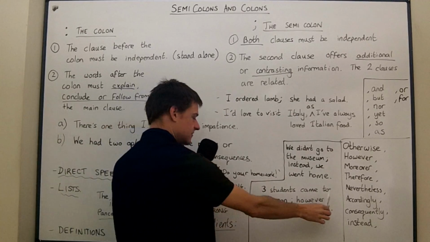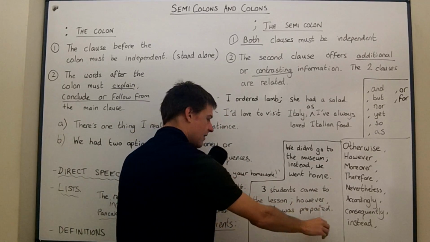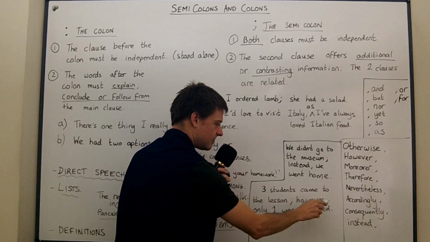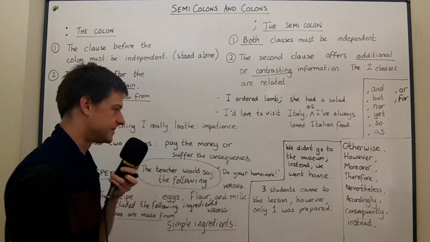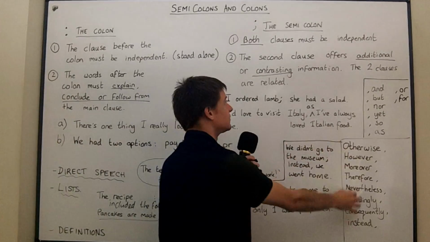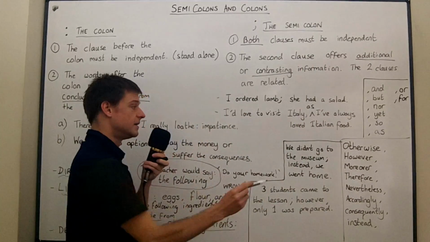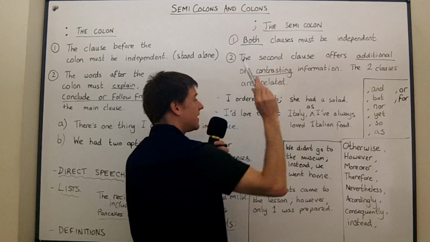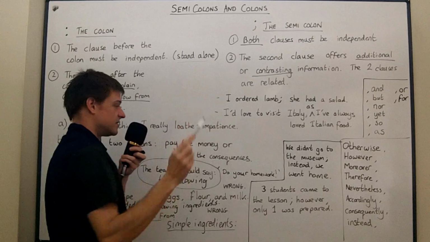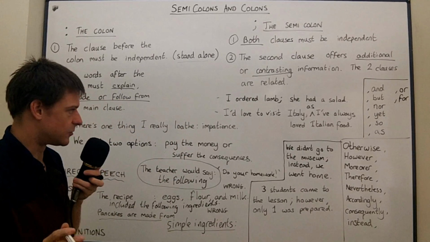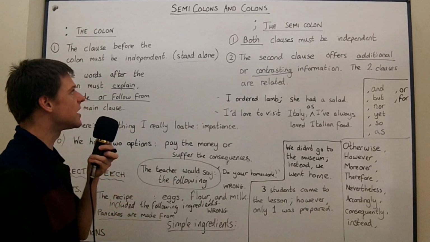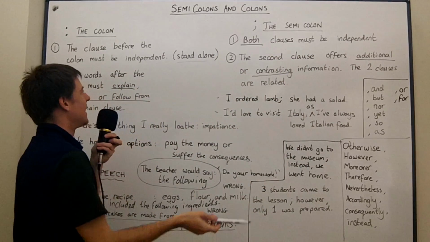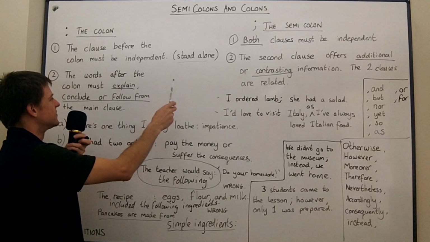Or, three students came to the lesson, semicolon. However, only one was prepared, and I've still got a comma there. However, comma, only one was prepared. So it's another use of the semicolon. But still, notice that all of my clauses are independent. They're able to stand alone in a sentence. And that's very important.